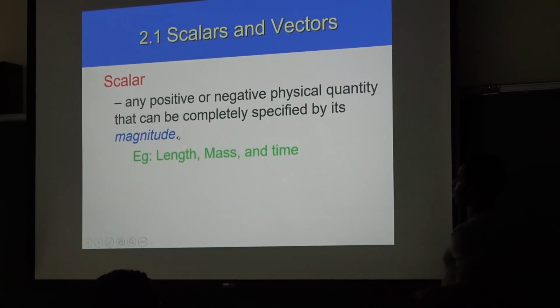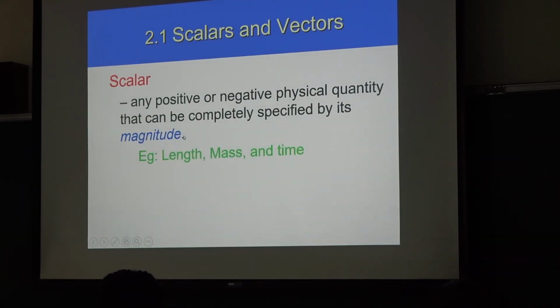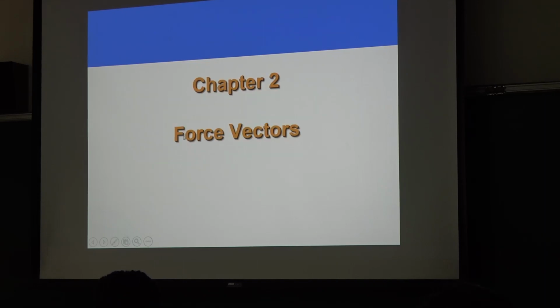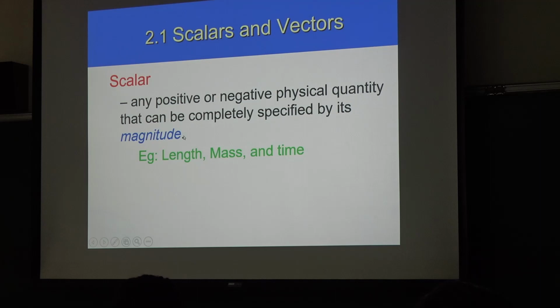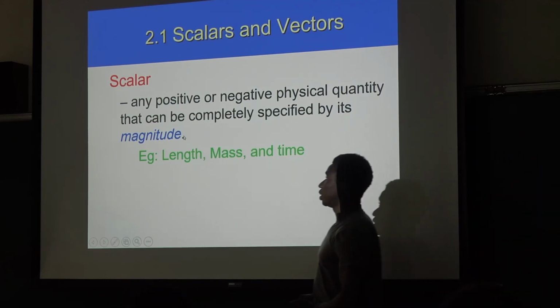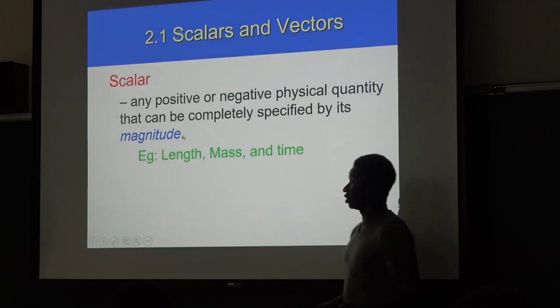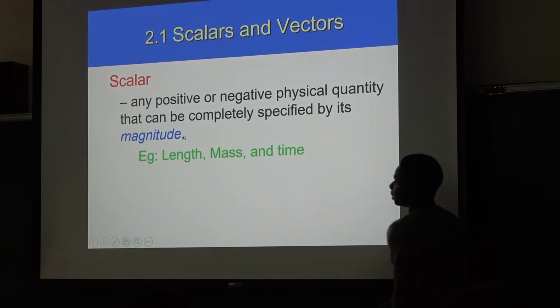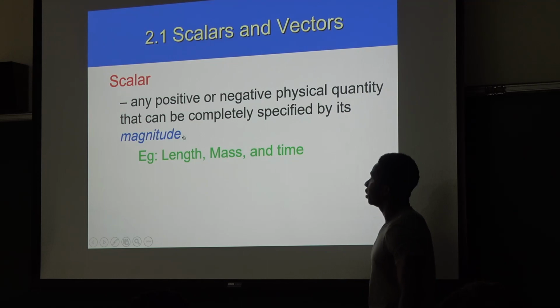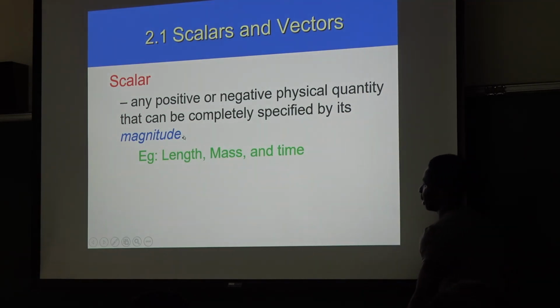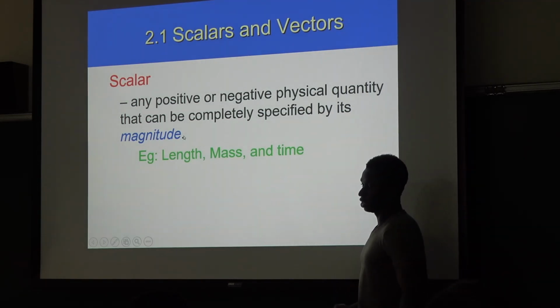Okay, so here we'll just quickly go into chapter 2, which will talk about the force vectors, and before that we'll just give a quick recap or definition of what is scalar and then also what is a vector. So a scalar, it says, is any positive or negative physical quantity that can be completely specified by its magnitude, that is the size.